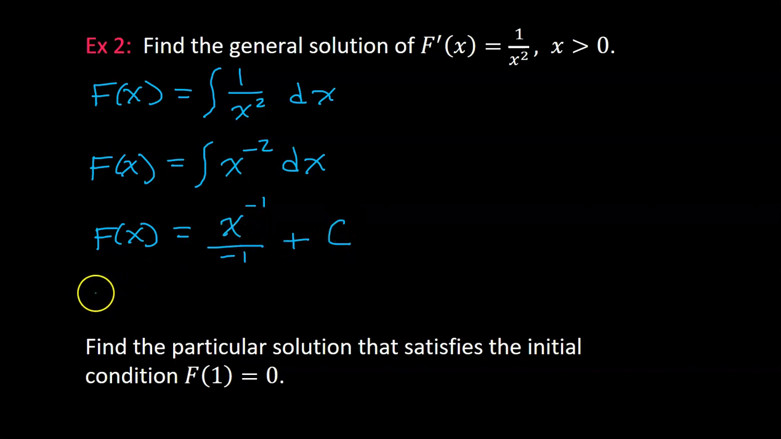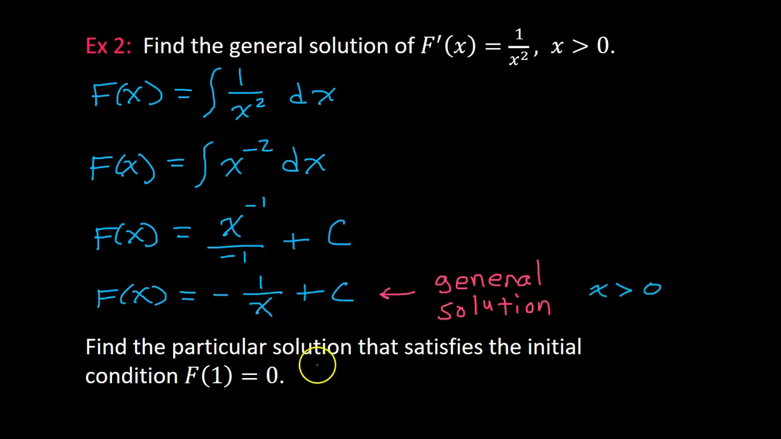So simplifying this a little bit, we have the general solution, capital F of x is equal to negative, because of the negative 1 denominator, 1 over x. All right, x to the negative 1 power drops the variable down to the denominator, and then plus c. So now we have the general solution, that family of infinitely many vertical translations.